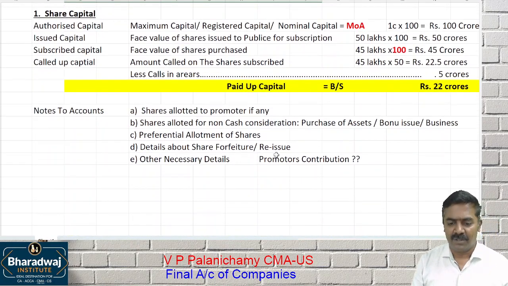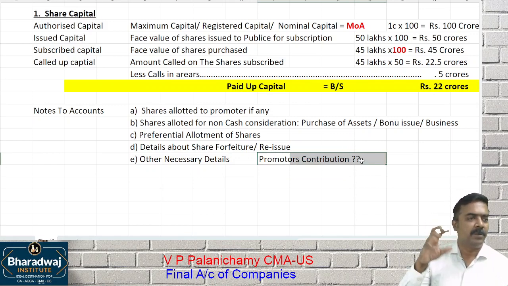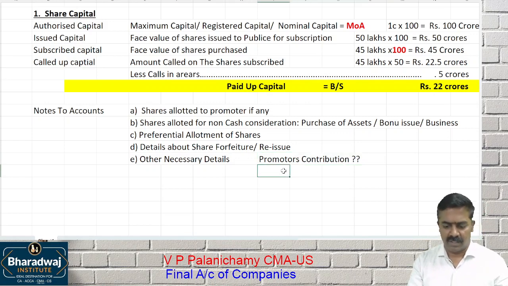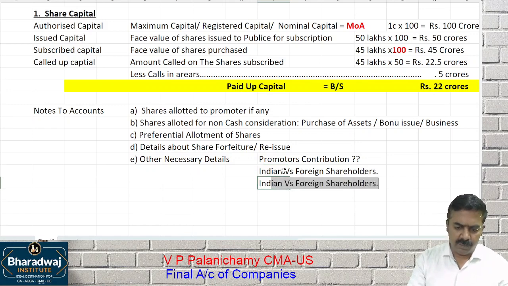Notes to accounts. If you look at the notes to accounts, promoters' contribution is 40%, which means the people who started the company or the group are holding how much percentage? 40%. Now the remaining 60% is held by whom? Outsiders. Then you have to give details about Indian versus foreign investors. You have to give individual versus institutional investors.